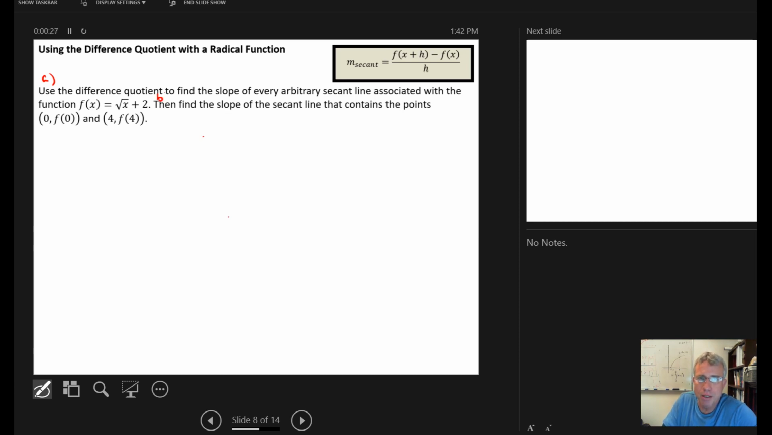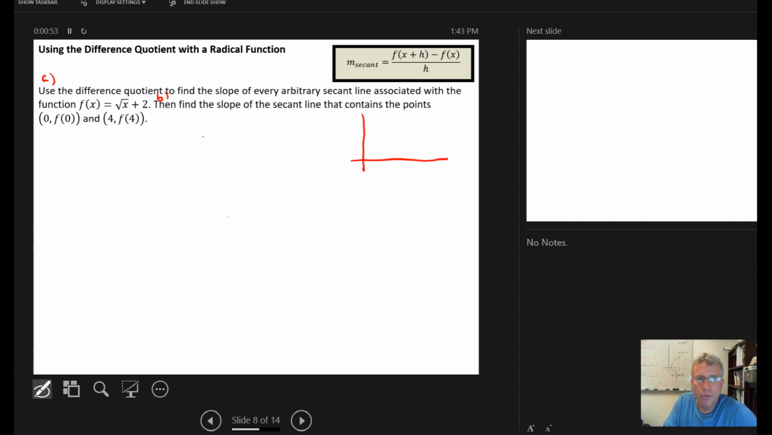So part B, then find the slope of the secant line that contains the points 0, f of 0, and 4, f of 4. And just like in the previous video, we noticed we don't actually need to know what these two numbers are if we're using the difference quotient, although it might be nice to see them in order to help think about what's going on. So in part B, we're going to be asked to find a specific secant line slope.